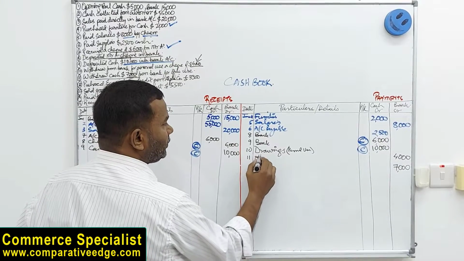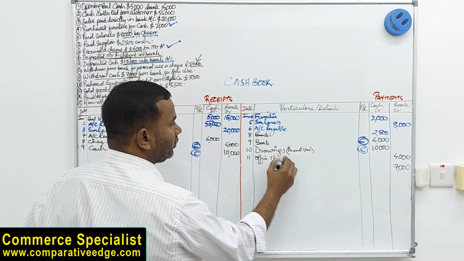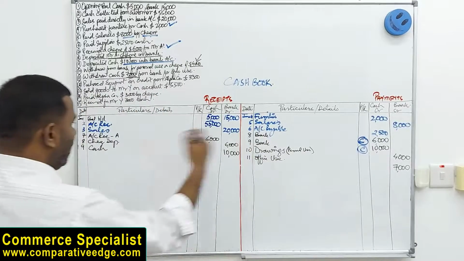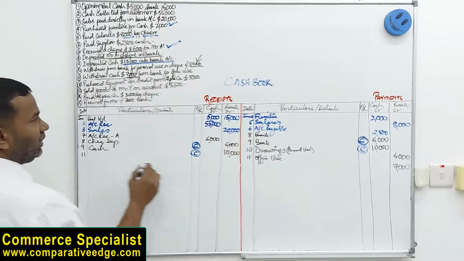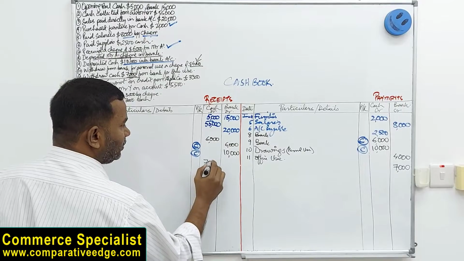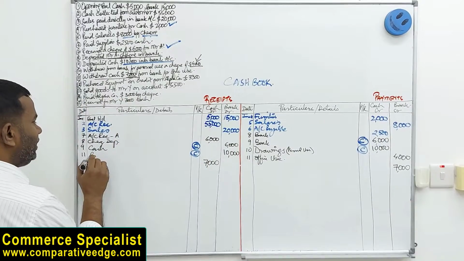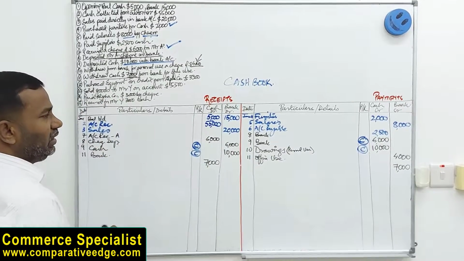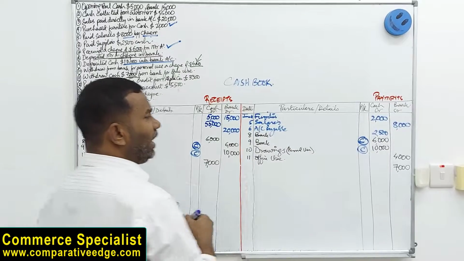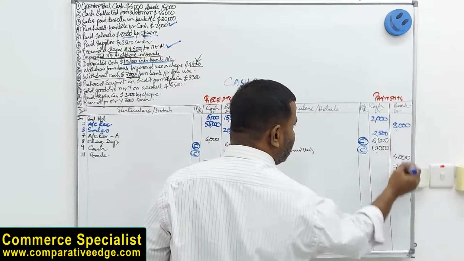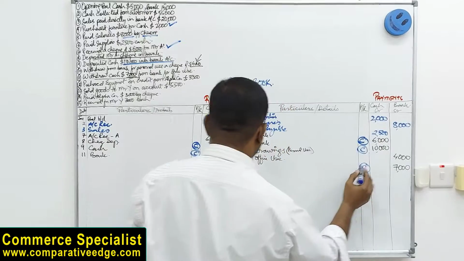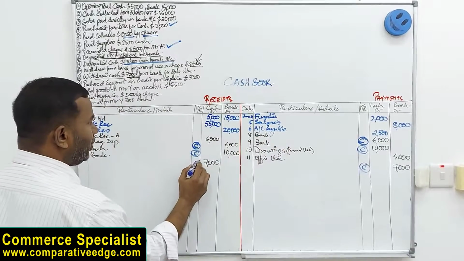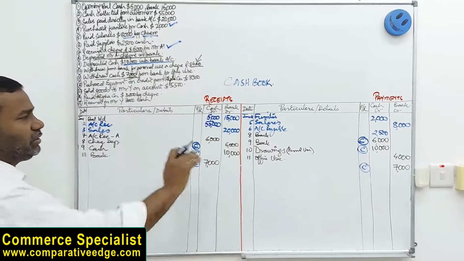It is going for office use, 7,000. And now it's coming here. It's coming in the office. From where is it coming? It is coming from bank. Now because we withdrew money from bank for office use, it went out from the bank and it came in the office because later on we'll be using it. So it's a contra transaction.